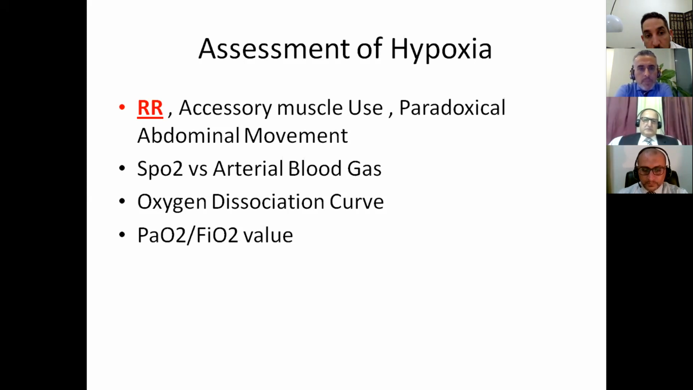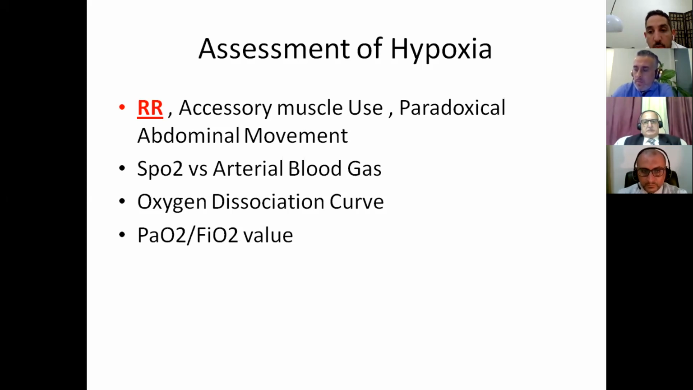So if you are able to assess them initially by looking at the respiratory rate, by looking at their accessory muscle use, if there is any paradoxical abdominal movement, all these things will enable you to start them on oxygen. Just don't go by the pulse oximetry, thinking that the saturation is good, so we don't need to give the oxygen. If the patient is looking clinically sick, if his respiratory rate is high, if he's tachypneic, it is always better to give supplemental oxygen despite having a good saturation on the pulse oximetry.